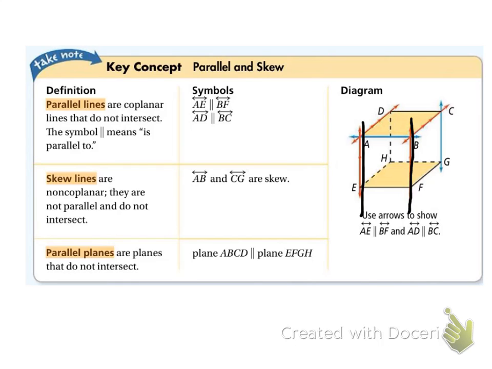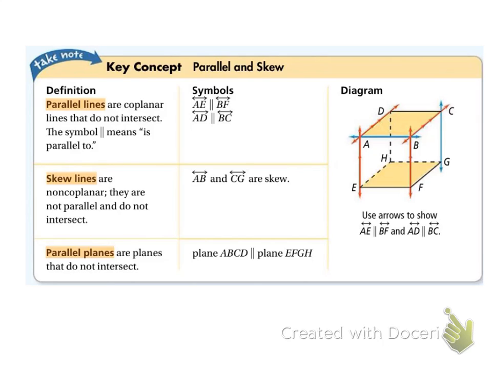They're on the same plane, right? They're on the front side of this cube, and they don't ever intersect. Skew lines are non-coplanar, which means they are not on the same plane, and they are not parallel and do not intersect. So AB and CG are skew. They're not on the same plane and they don't intersect. And they're not parallel.